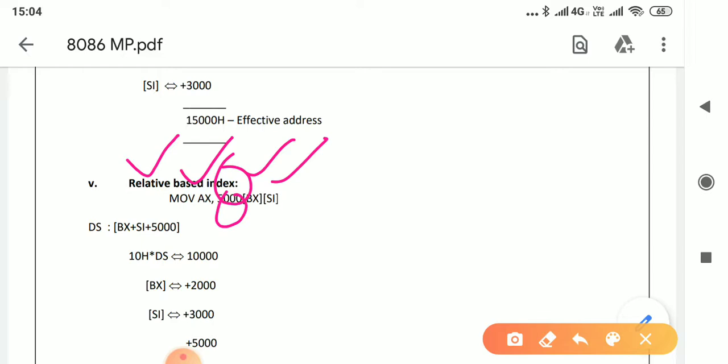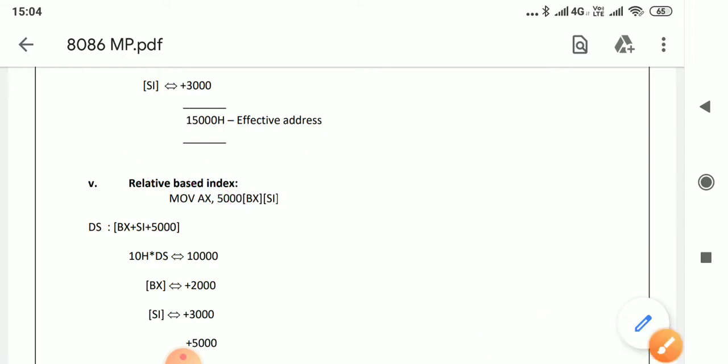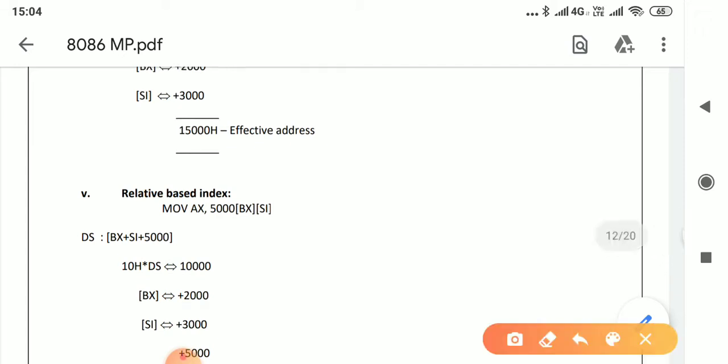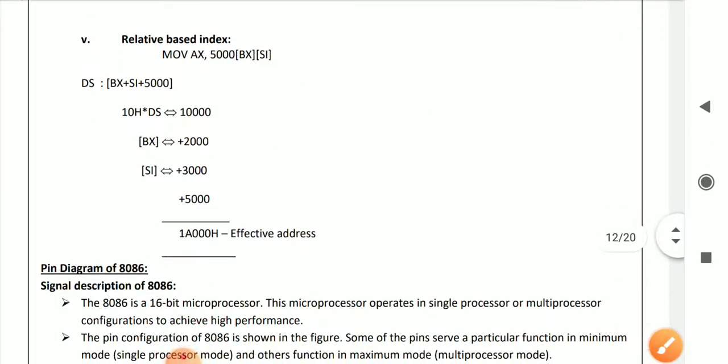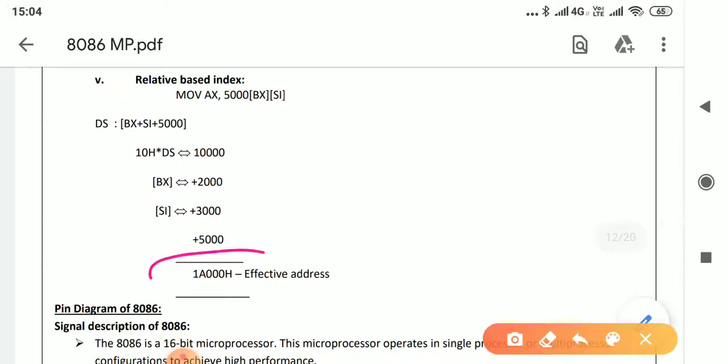Okay, so in this case if you want to calculate the offset address, the offset address will be given by the addition of all these terms, that is 5,000 plus content of the BX plus content of the source index. Okay, and this offset address will be added to the shifted segment address and the result will be the effective address, which will be in 20 bits.